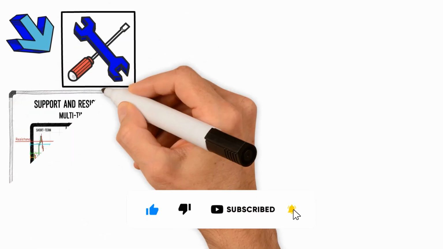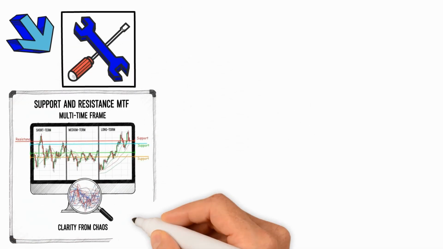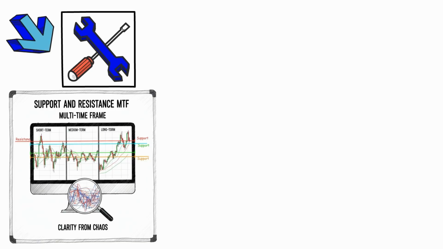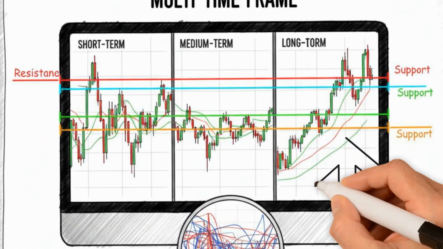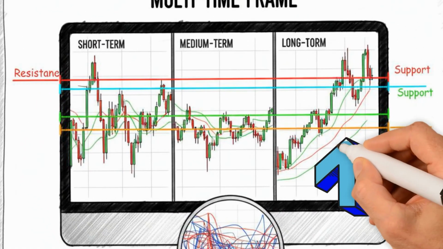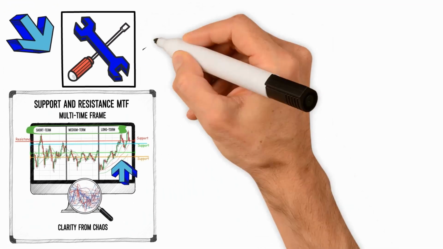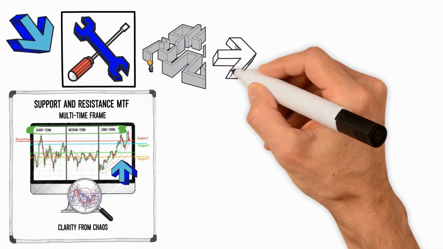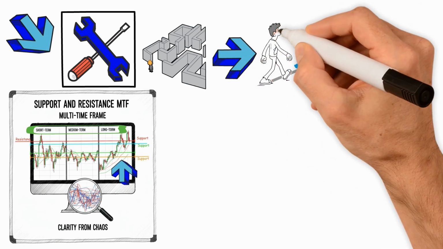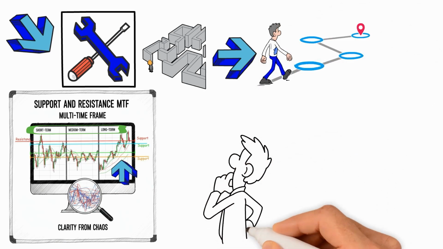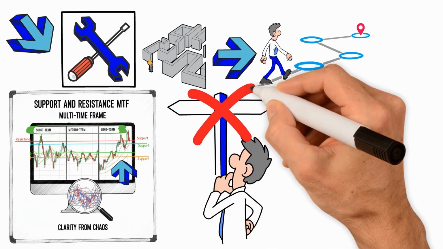Enter support and resistance MTF, multi-time frame. This bad boy saves your trading game by allowing you to synthesize market trends across not just one, but 3 different timeframes. It's like upgrading from a chaotic maze to having a GPS guiding you step by step. No more guessing where to turn next or getting trapped by false signals.